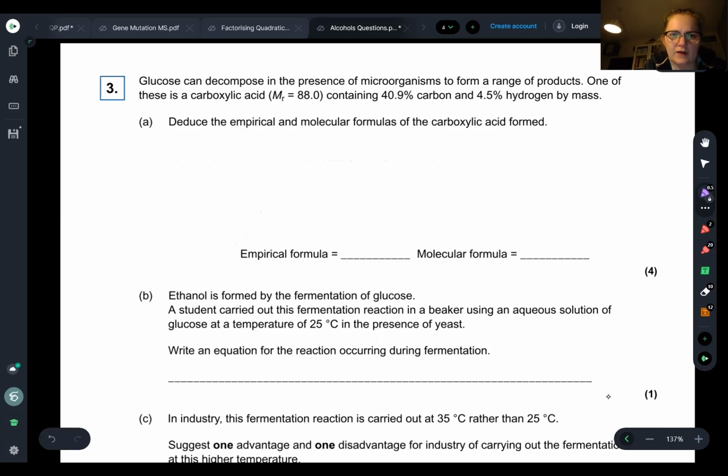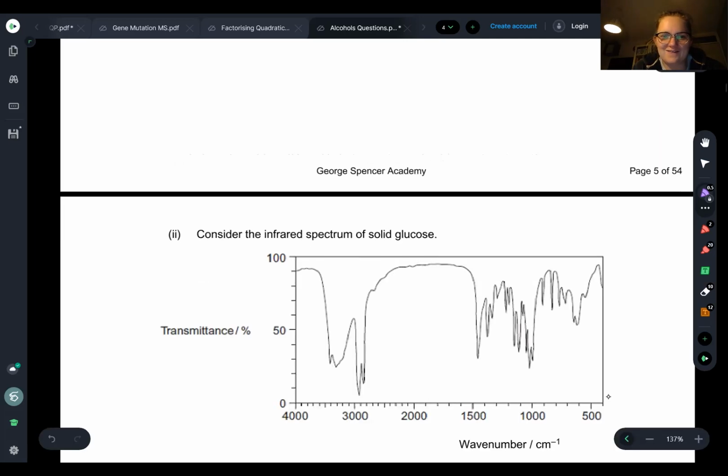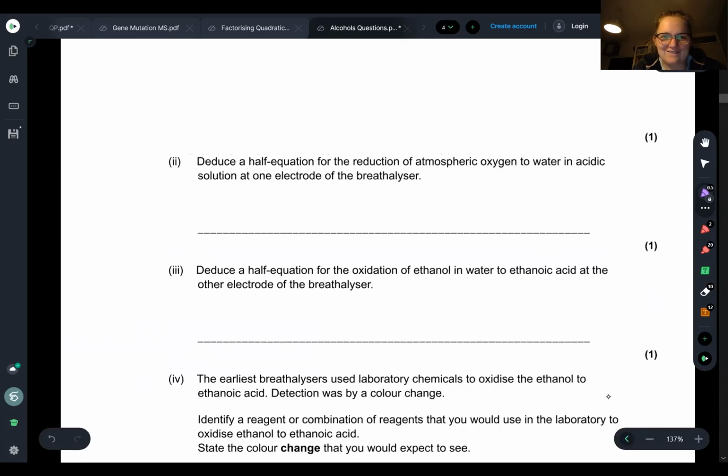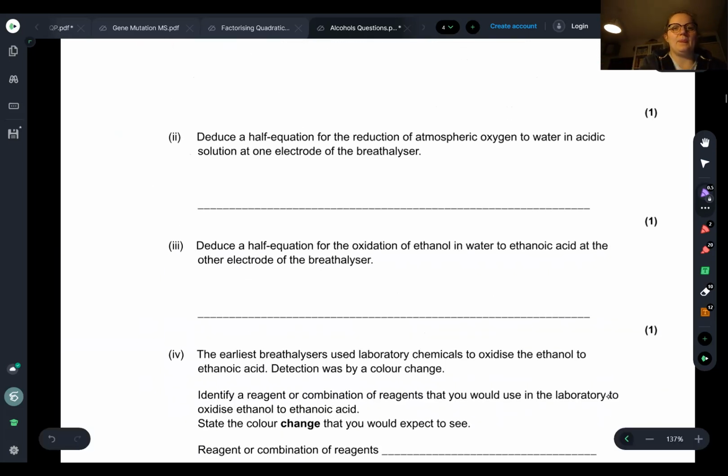Complicated questions. Here we go. Just want to do this one really quickly. Question 5. Glucose is an organic molecule. Glucose can exist in different forms in aqueous solution. In aqueous solution, some glucose molecules have the following structure. It wants you to deduce the empirical formula of glucose. No, I don't want to look at glucose at the minute. Not what I want. So we'll leave that there for now.